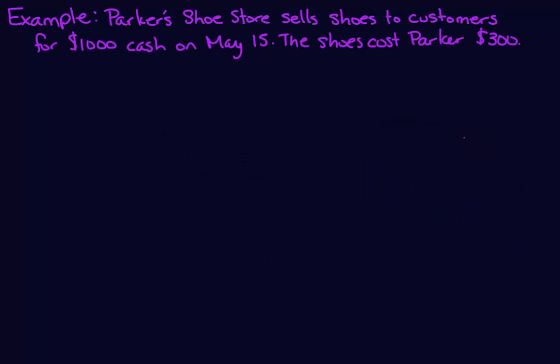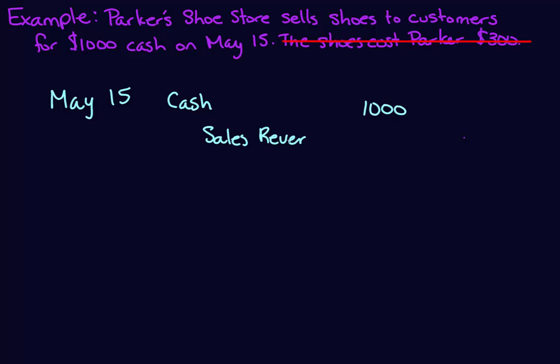So under this example, Parker's Shoe Store sells shoes to customers for $1,000 cash on May 15th. The shoes cost Parker $300. Because we're under a periodic system, we're not worried about updating our inventory every single transaction. We only worry about it at the end of the month or the end of the year whenever we're making our financial statements. So we can just cross out this last sentence. We're not concerned with the cost of the shoes to Parker's Shoe Store. Because we don't need to worry about recording the cost of goods sold and taking the inventory out of our warehouse just yet, we only have one journal entry for our sale.